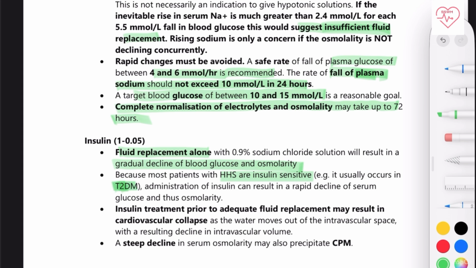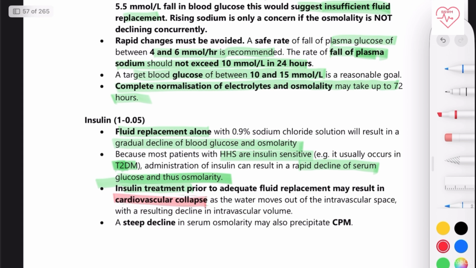Administration of insulin can result in a rapid decline of serum glucose and thus osmolarity. Insulin treatment prior to adequate fluid replacement may result in cardiovascular collapse, as water moves out of the intravascular space with a resulting decline in intravascular volume. A steep decline in serum osmolarity may also precipitate CPM.